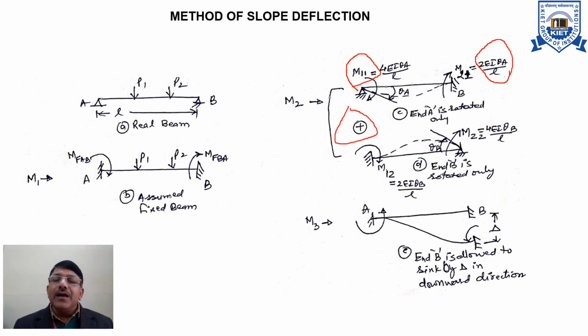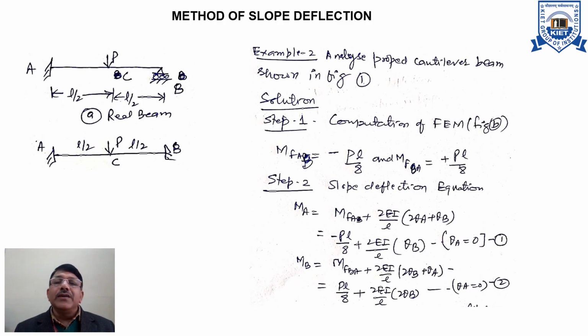Then adding another case, when the moment is applied at B and A is assumed to remain fixed, the same thing is happening. The moment required at B to rotate the end B by amount theta B is 4 EI theta B upon L, and the moment induced at A, that is M12, is 2 EI theta B upon L as shown here. Alright. So how we were able to write down the equation in the previous case? You have just understood. Now let's take up some next example.